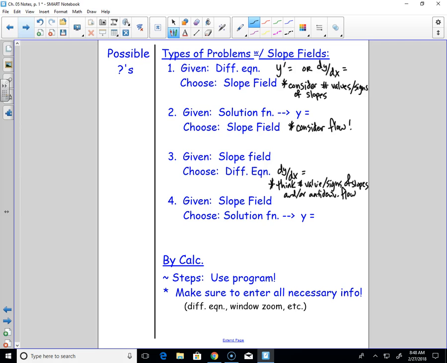And last but not least, what if they say, given a slope field equation, choose the solution? Once again, just consider the flow.